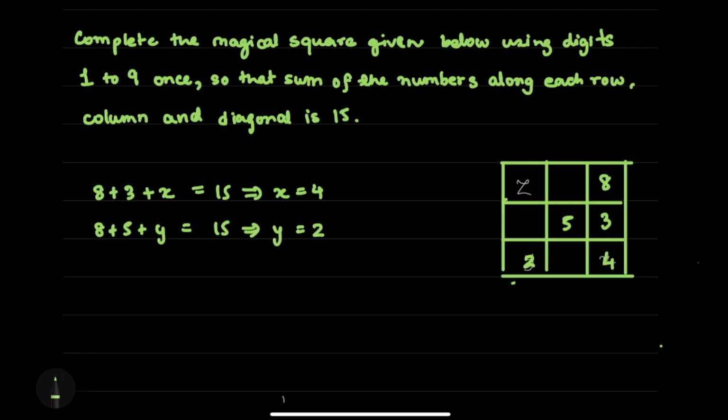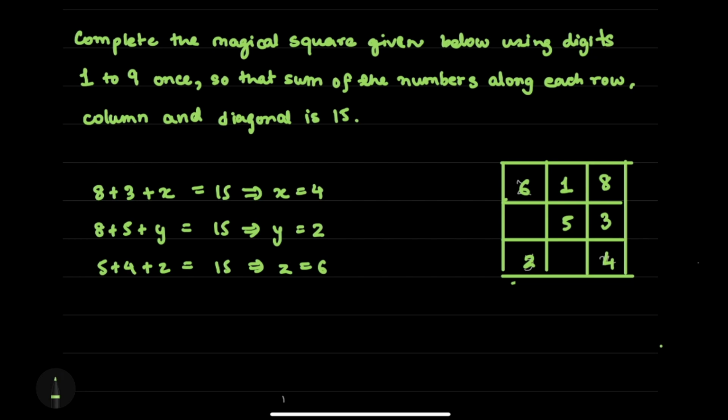Now we can put up z. So in this diagonal, 5 plus 4 plus z is equal to 15 again. So our z value becomes 6. And now we can complete the rows. So we have 6 plus 8 plus this number should be 15. 6 plus 8 is 14. So we get 15 minus 14 as 1 over here.